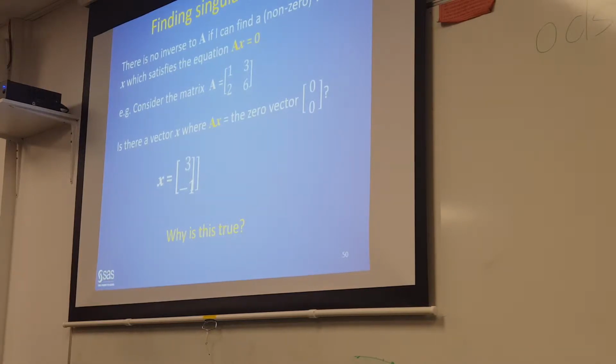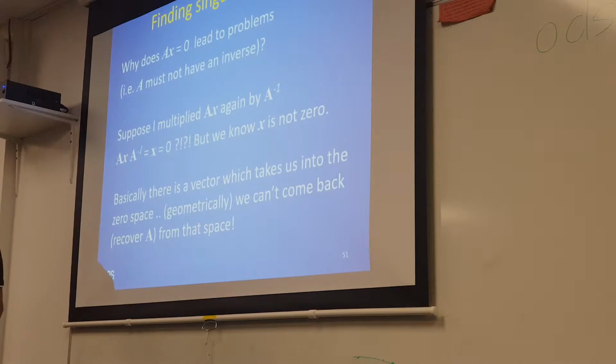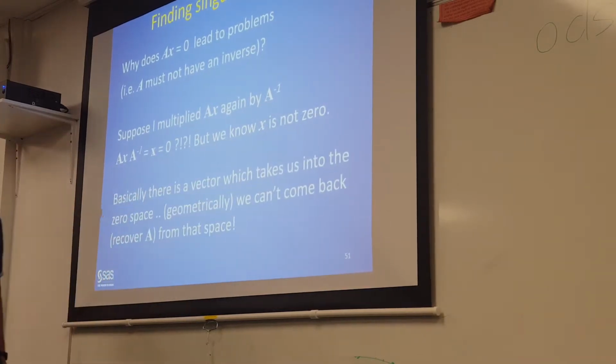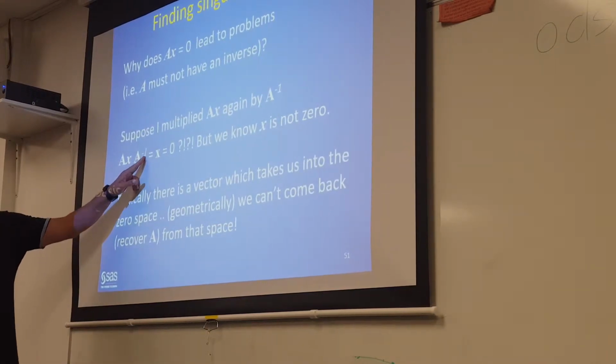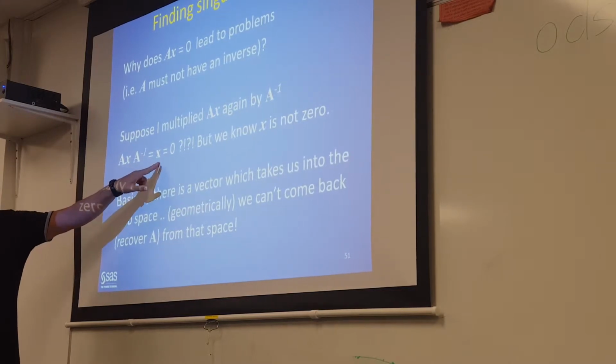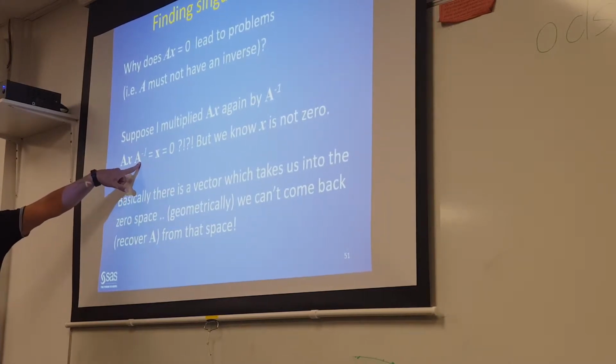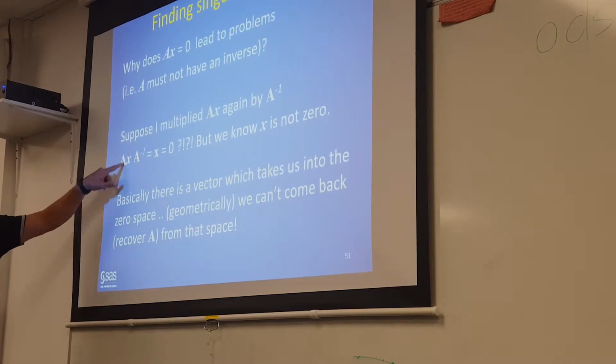So that was a good point about the determinant, right? You could see that immediately. So why does that lead to problems? Well, you can't invert this sort of matrix. It leads to a logical problem. Suppose you multiply AX by its inverse, A inverse. We know that A times X times the inverse of A should equal X, because A times the inverse of A is equal to the identity. So you should just be left with X.